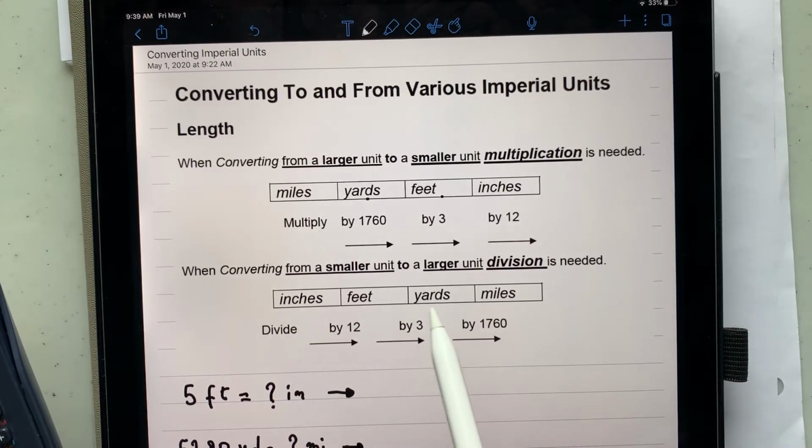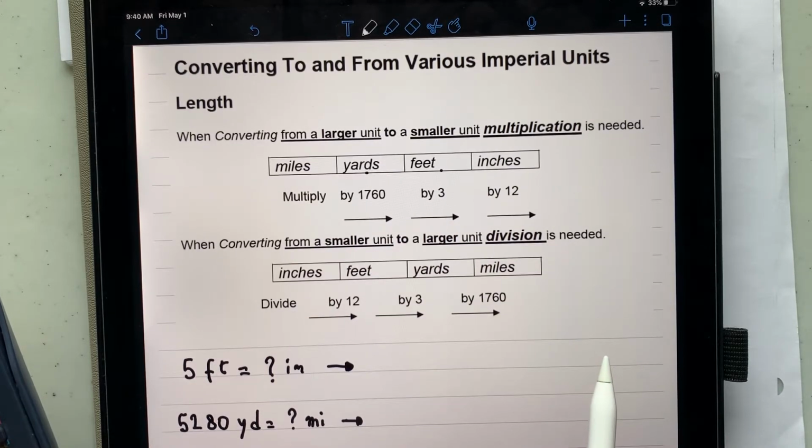So if I say I have yards, I know there's like 3 yards per foot. Going from feet to yards, I need to divide by 3. I'm gonna have less yards than feet, okay? So following this chart, let's look at some examples.